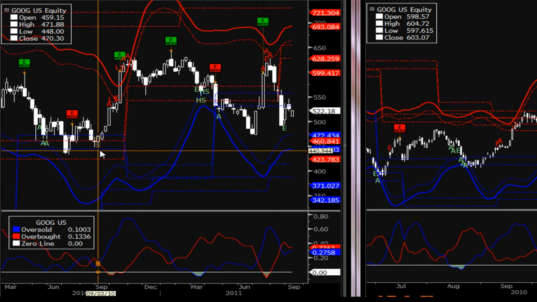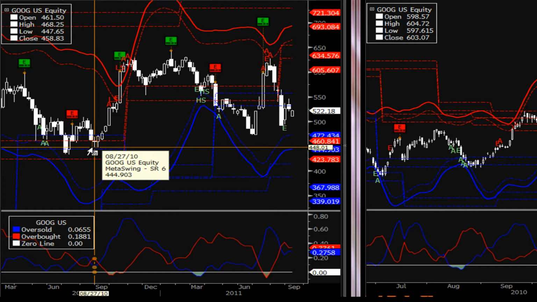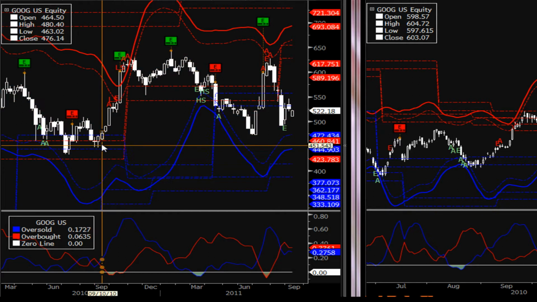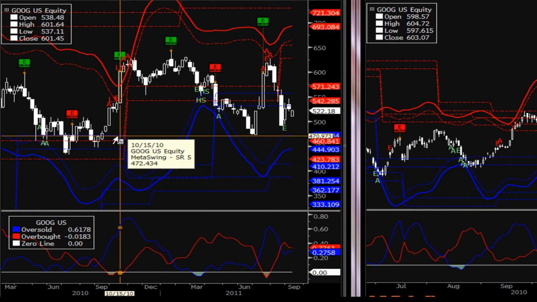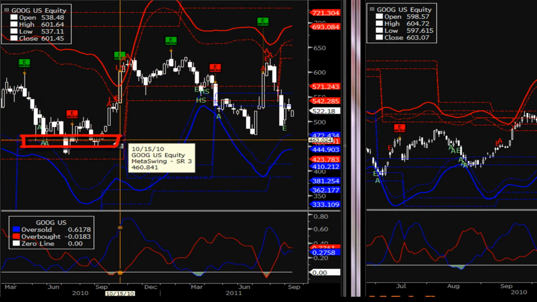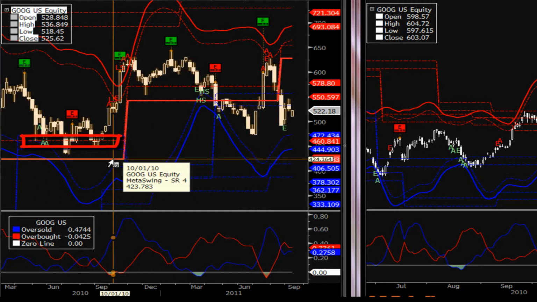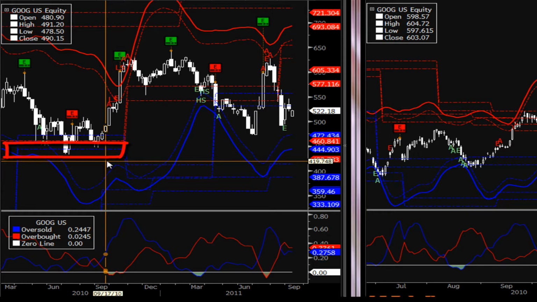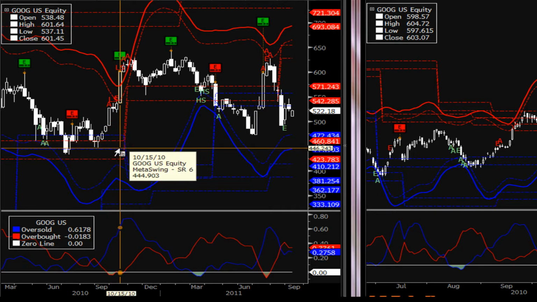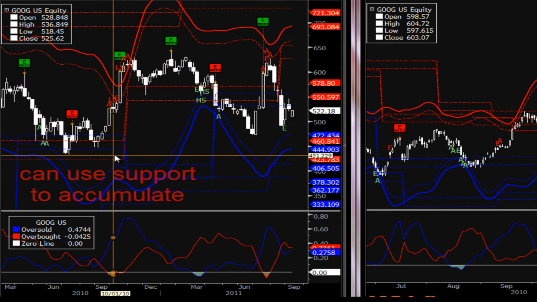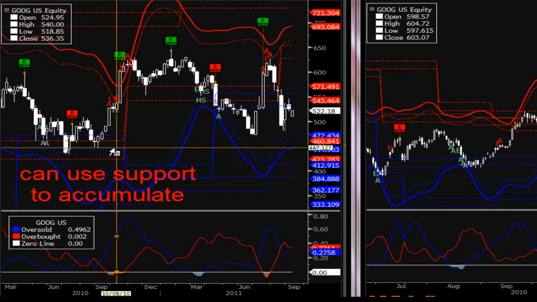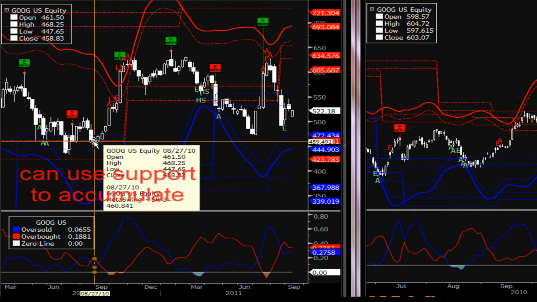Here we have an interesting area where after earnings, prices pull back in late August, early September to a region where there's a lot of overlapping resistance. So you have this range here and this range here. So depending on how you want to doctor your support or doctor your stop outs, you can be real tight and use the 444.90, or you can go a little bit wider and 423.78. Either way, you have a nice defined area of risk, and you're basically taking a trade at support.